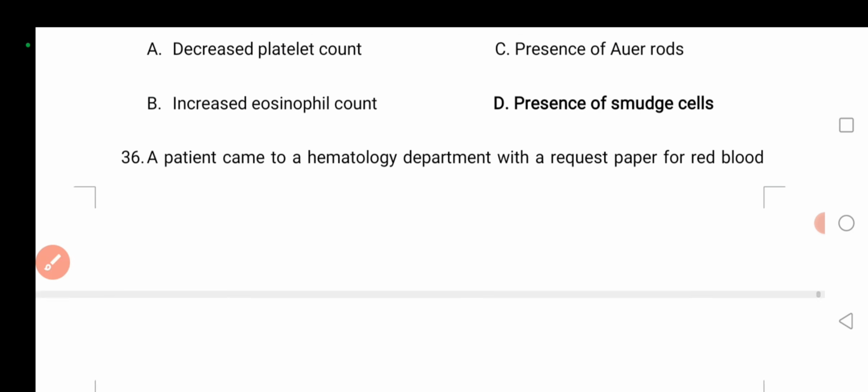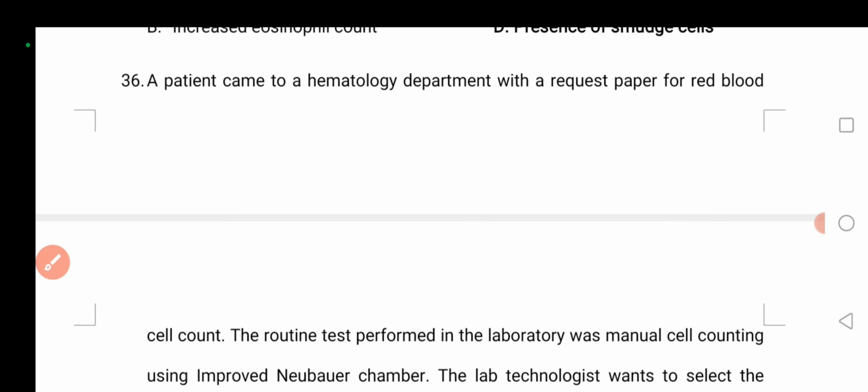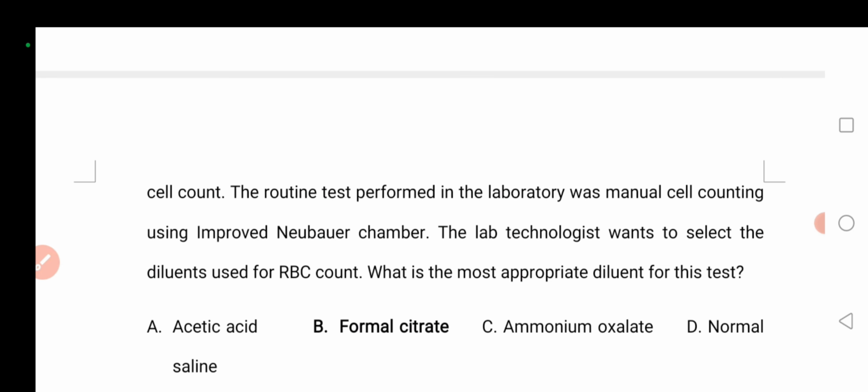Number 36. The patient came to the hematology department with a request paper for a blood cell count, and the routine test performed in the lab was manual cell counting using an improved Neubauer chamber. The lab technologist wants to select the most appropriate diluent for RBC. As you know, the most appropriate diluent in manual RBC counting is formal citrate.